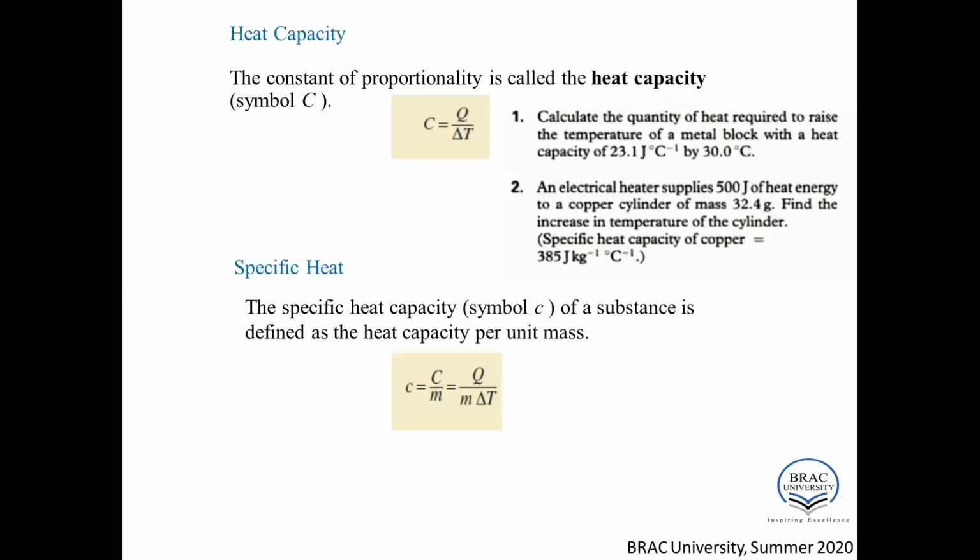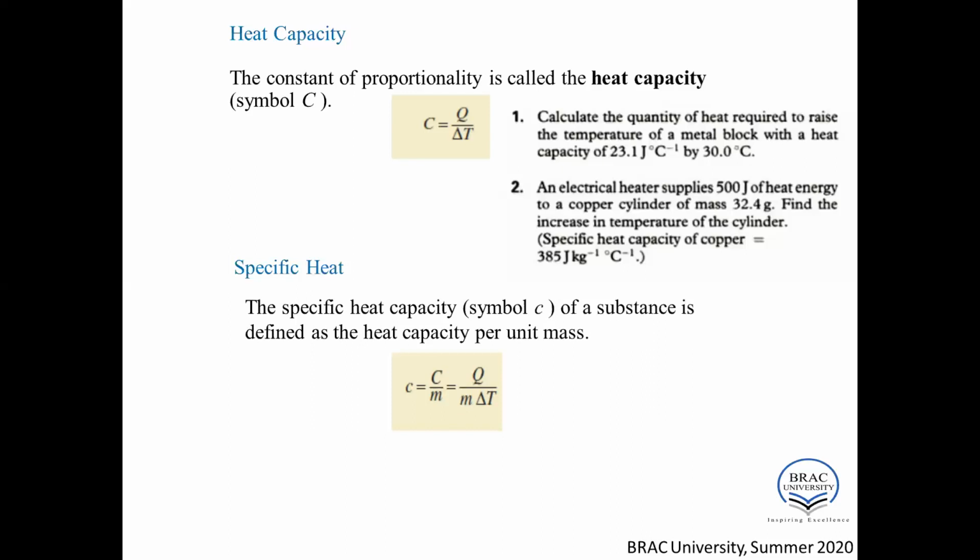So the amount of heat energy required to increase the temperature of 1 kg of an object by 1 unit is called specific heat. Basically, the specific heat of an object is always constant. So in the case of ice, liquid or vapor, the specific heat is constant.